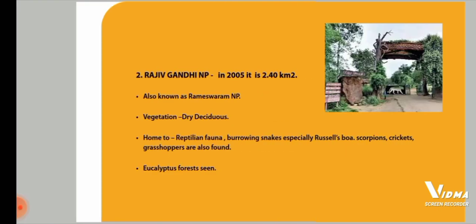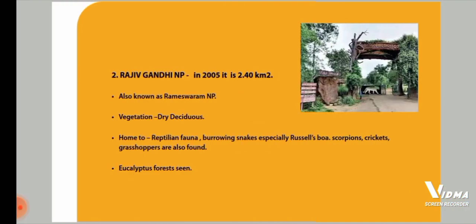And these are the important points which you have to keep in mind about this particular Sri Venkateshwara National Park. Next is the Rajiv Gandhi National Park, and it was established in 2005 with an area 2.40 kilometers square. It is also known as the Rameshwaram National Park. The vegetation here is dry deciduous. It is home to reptilian fauna, burrowing snakes like Russells. Then we can see scorpions, crickets, grasshoppers, and a dense eucalyptus forest is also seen.